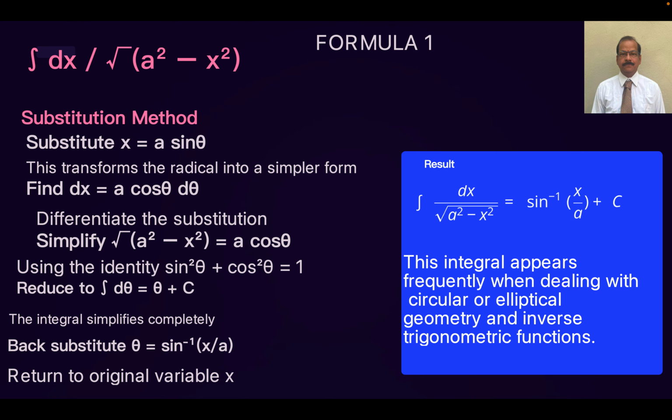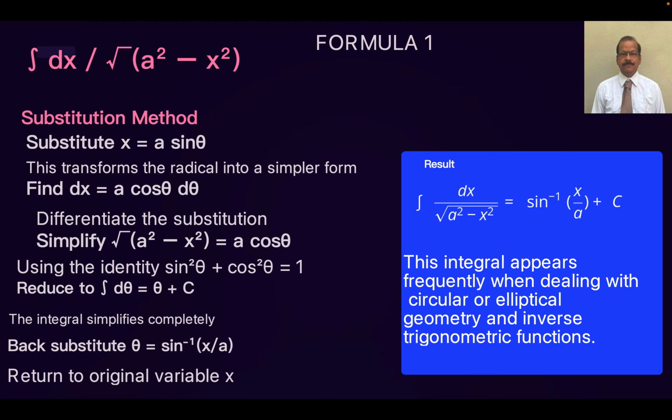Now the expression root of a square minus x square, if you substitute x is equal to a sin theta, then x square will be a square sin square theta. A square minus a square sin square theta, a square taken common, a square of 1 minus sin square, which is root cos square, and eliminating root we get a cos theta in the simplest form.